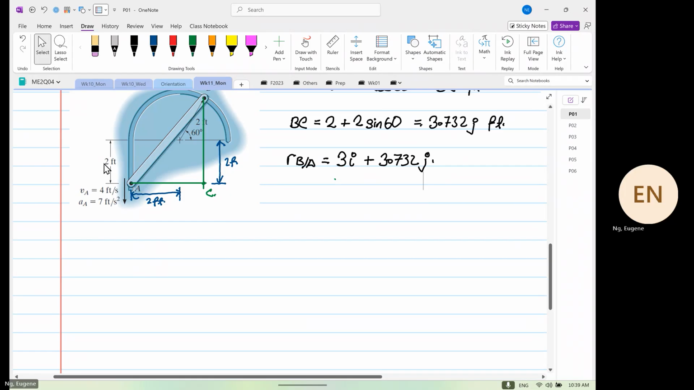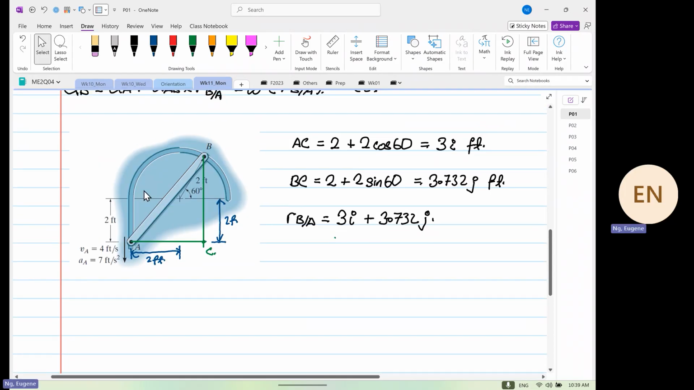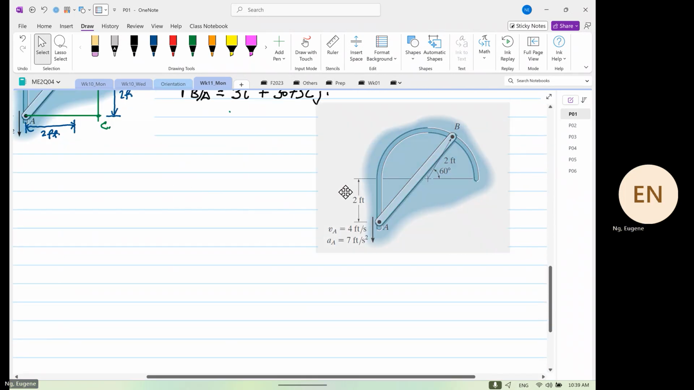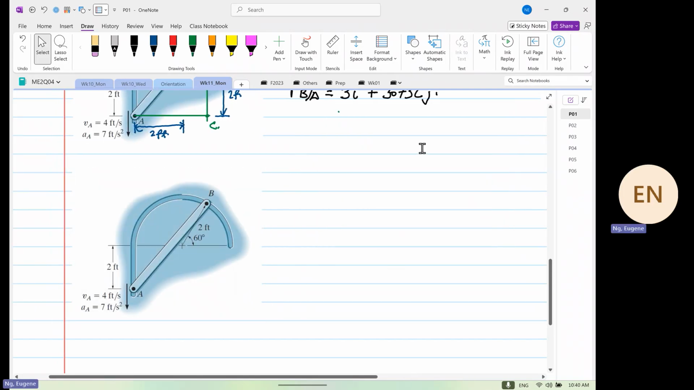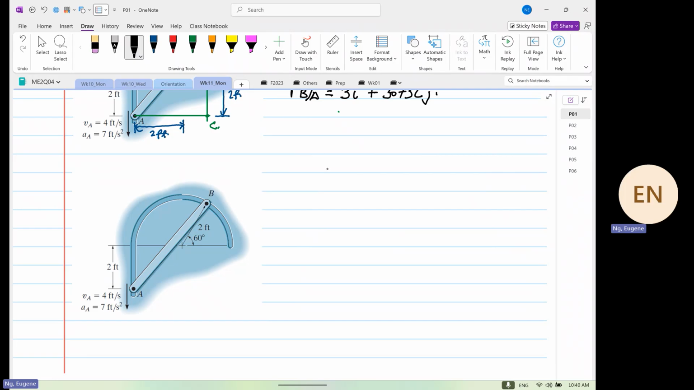Now, the next thing that we're going to do is we're going to find VB. So the formula that we're going to apply for VB, I'll write out first. So we have VB is equal to VA plus omega AB cross RB from A. What I'm doing now is I'm doing the analysis first.